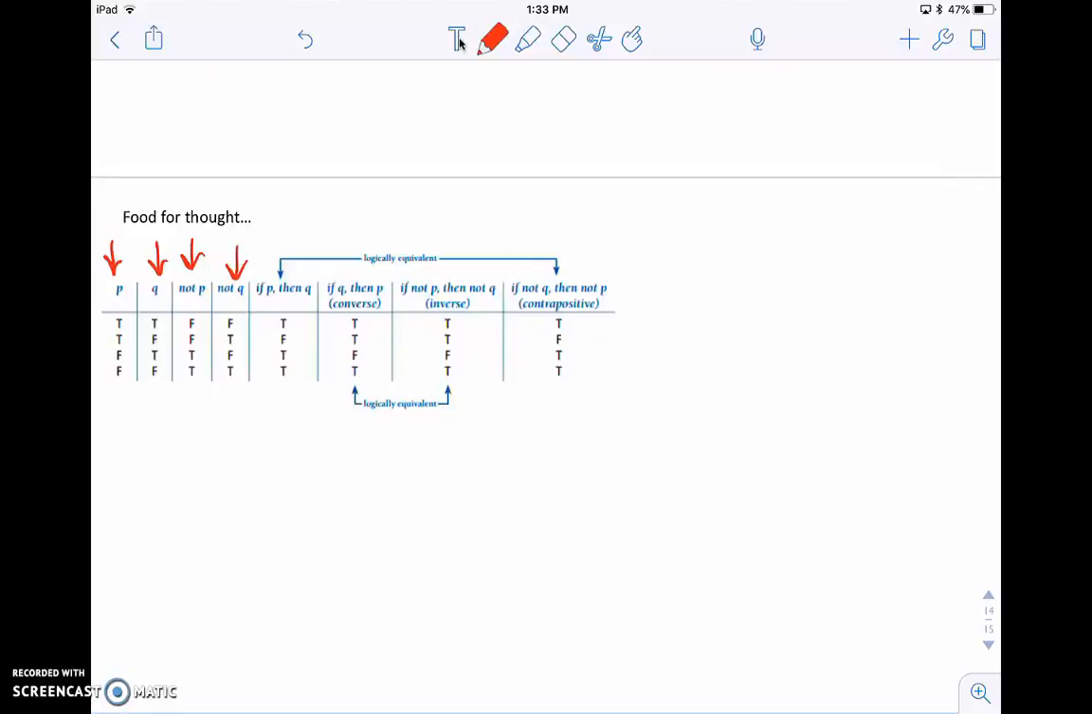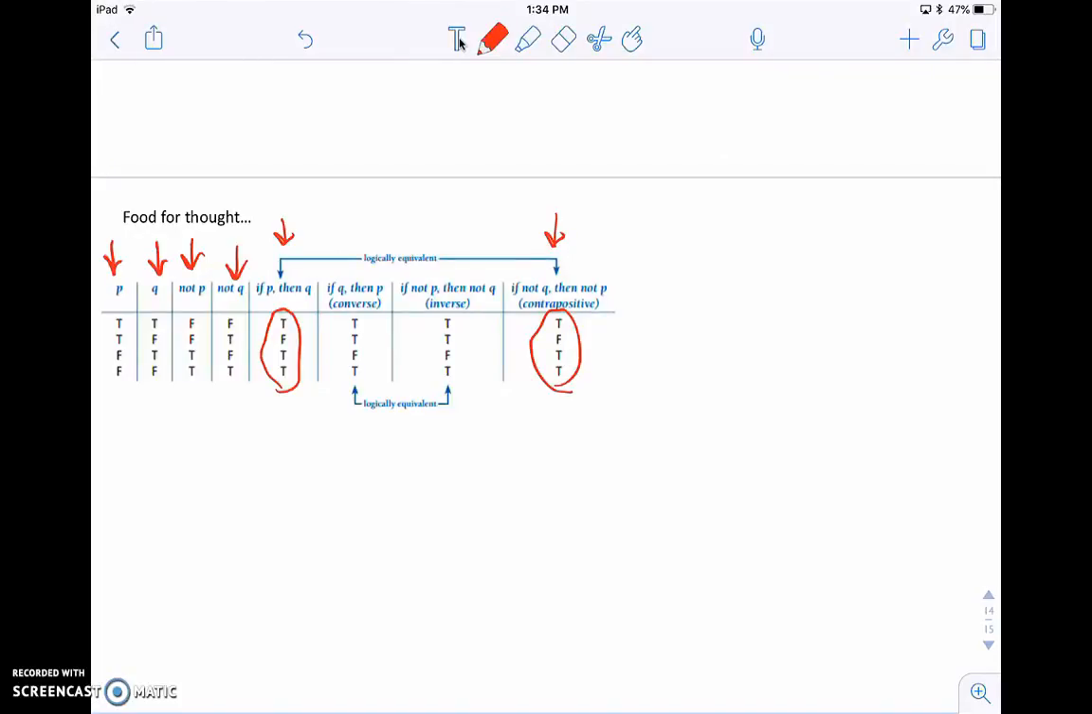You can do, for example, if P then Q. And notice that if you compare if P then Q to if not Q then not P, you get the exact same truth values: true, false, true, true, true, false, true, true. This is what's called contraposition, or the contrapositive. It's just a unique thing to look at, and this is just food for thought.